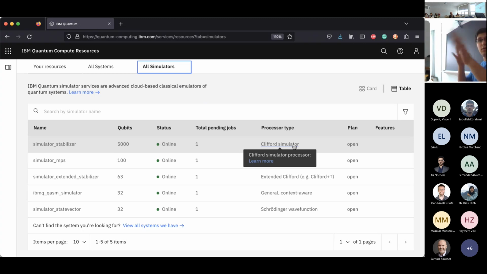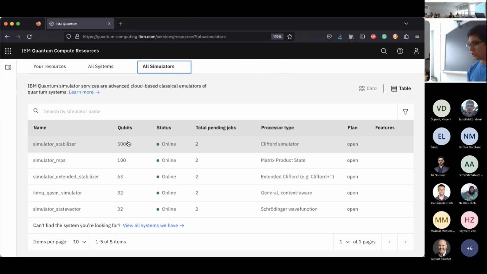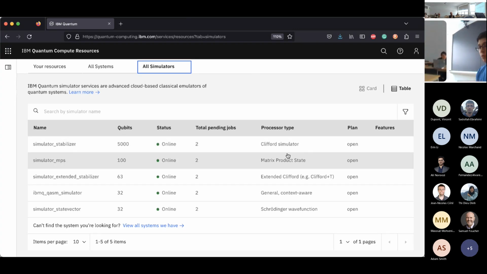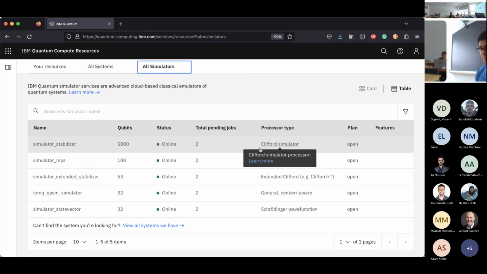Now, by doing mathematics on these specific gates, you can simulate up to 5,000 qubits. This will not support variational algorithms for us, because for variational, what we want is the variation of the parameters to allow us to explore more parts of the circuit. And this is not allowed with these Clifford gates.